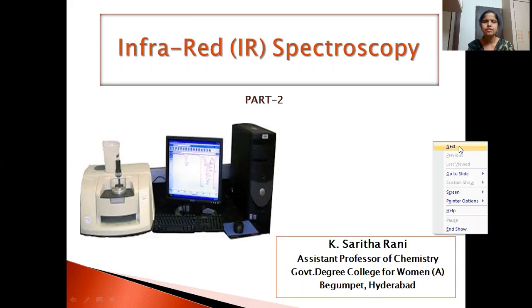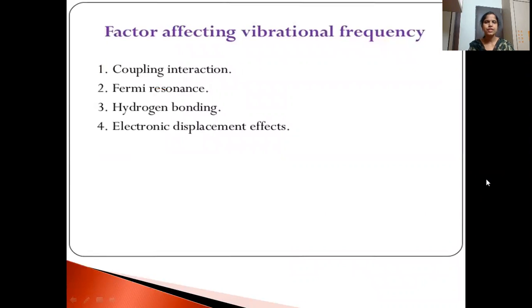We have also seen Hooke's law, how the vibrational frequency changes with the force constant as well as the mass of the atoms. So in the formula, that is nu bar is equal to 1 by 2 pi under root k by mu, where k is the force constant and mu is the reduced mass. As the force constant increases, vibrational frequency also increases. And vibrational frequency is inversely proportional to the mass. So as the mass increases, the vibrational frequency decreases.